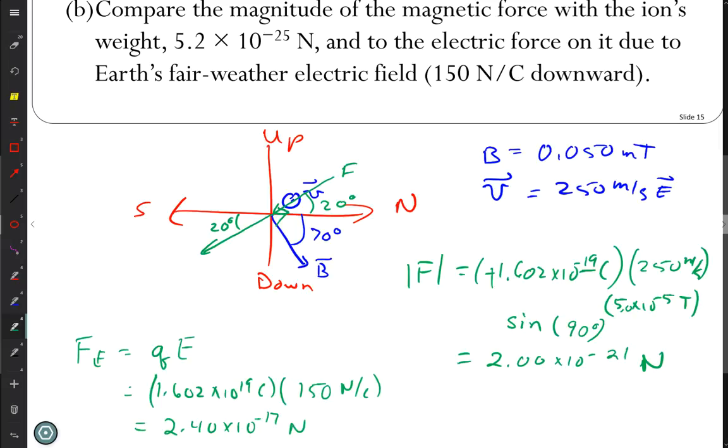That electric force is even much stronger. So the electric force is much stronger than the magnetic force, which is much stronger than the gravitational force, which makes it clear why I said just ignore the gravitational force unless you're told to use it.